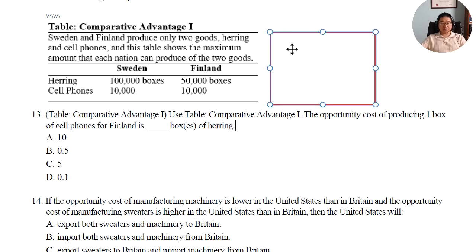We are considering the opportunity cost of cell phones, and this cost is measured in the other good, that is hearings. So what we do is 50,000 boxes of hearings divided by 10,000 boxes of cell phones, and that gives you the opportunity cost of one box of cell phones, measured in terms of boxes of hearings. That's how we do the calculation of opportunity cost. Okay, that's question 13.